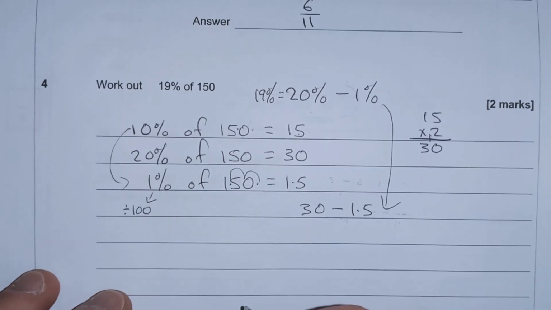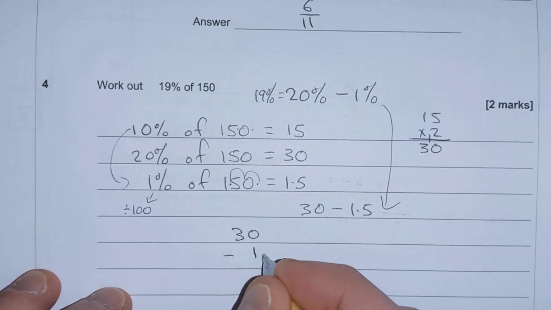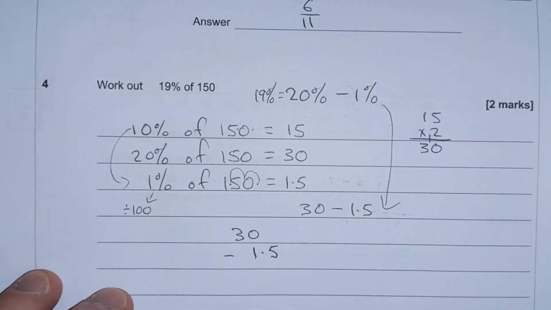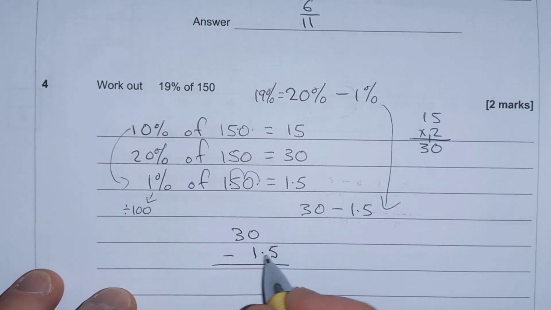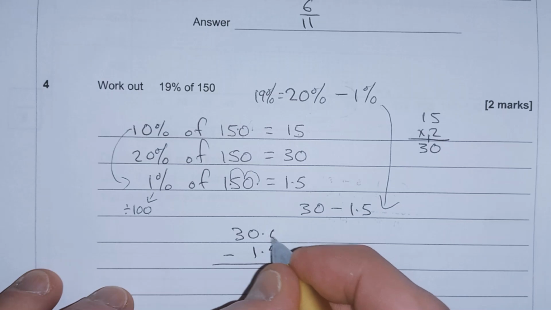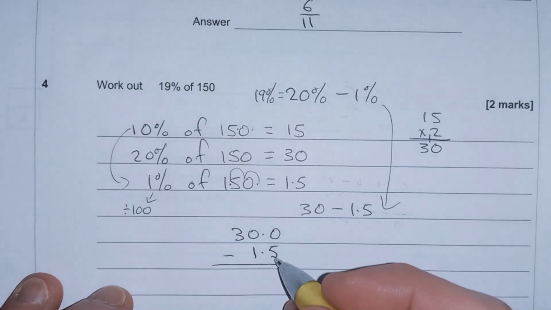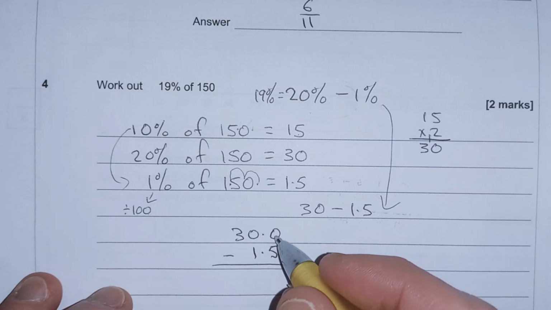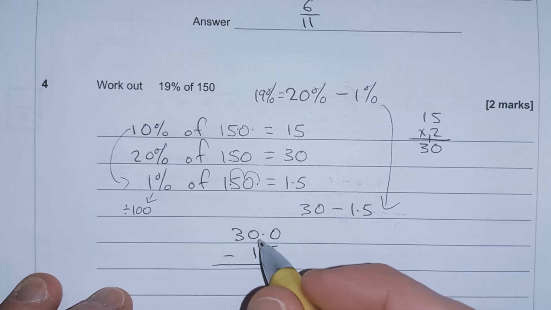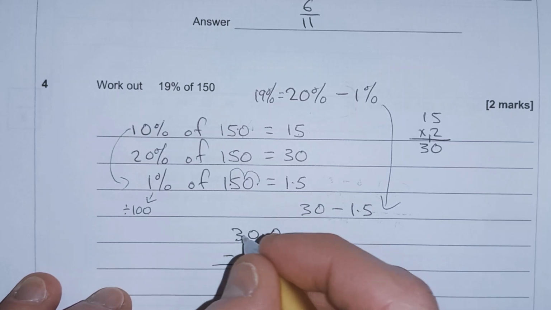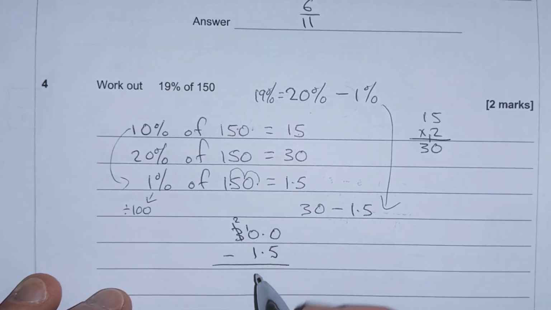Well, this is going to be our 20%, it's going to be 30, and our 1% is 1.5. Right, so we want 30 minus 1.5. And I've lined up my units. But I've got nothing to take the 0.5 from, so I'm going to make that 30.0. Okay. So I want 0 minus 5. Well, I can't take 5 away from nothing. And we've got nothing to borrow or to take from over here. So we're going to go all the way over to the 3, reduce that to 2 and pass 1 over.